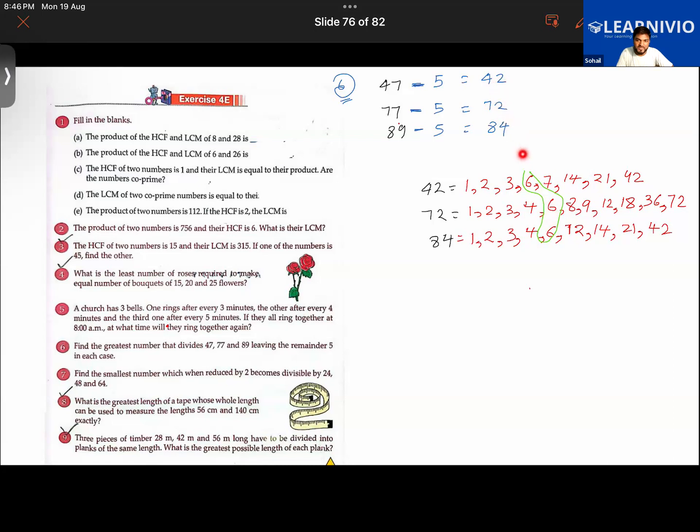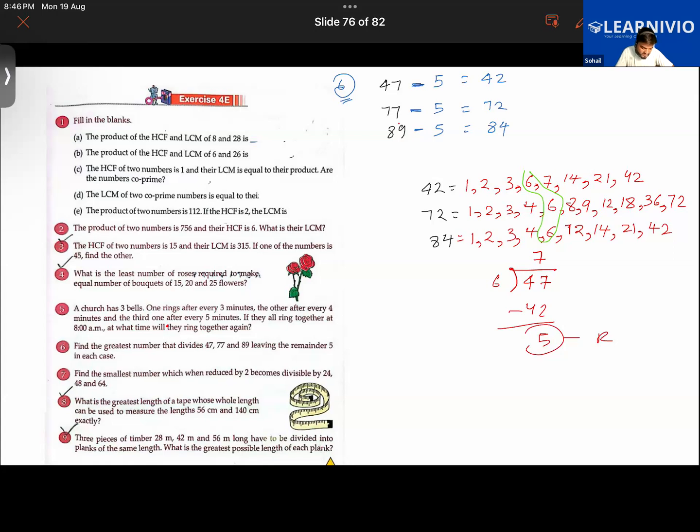Like 42, it is divisible by 6, 72 is also divisible by 6, and 84 is also divisible by 6, after having subtracted the remainder from the given number. That's why we have subtracted 5. Later on, we took the HCF of all these three numbers and found it to be 6. And when you divide the actual numbers, 47, 77 or 89, by 6, 6 8s are 48, 6 7s are 42, and the remainder you are getting is 5.